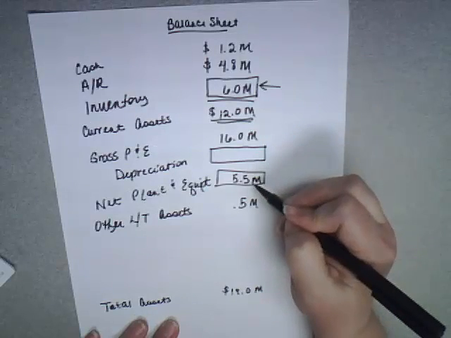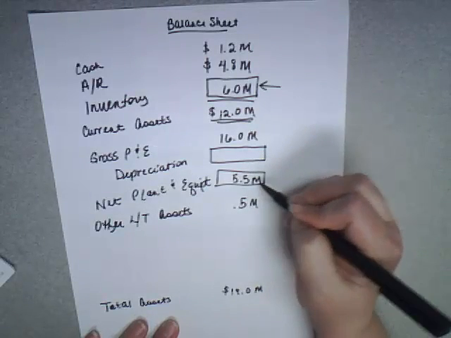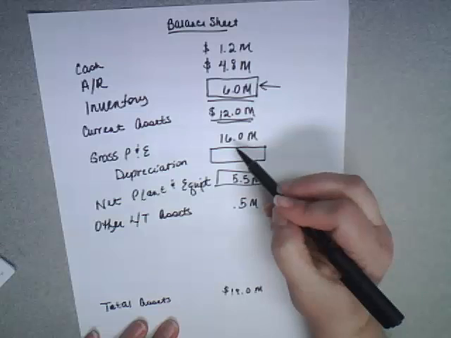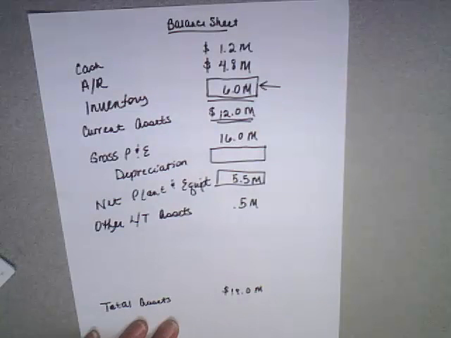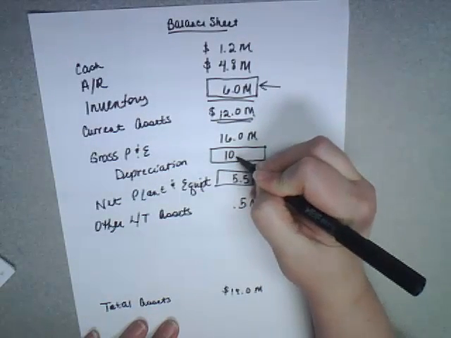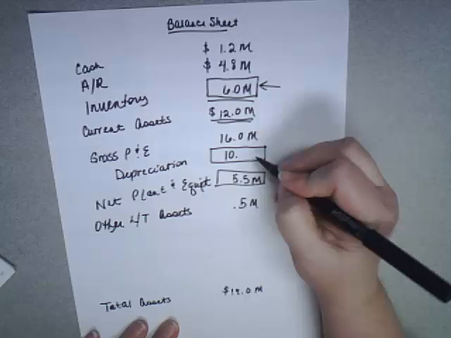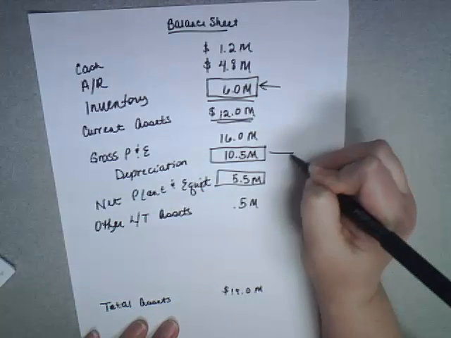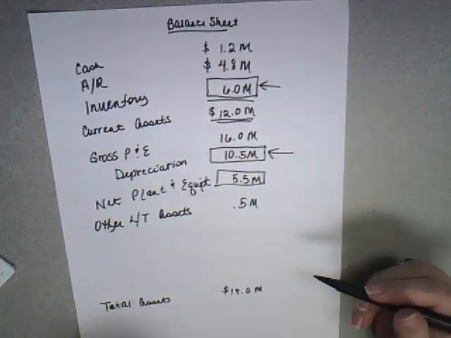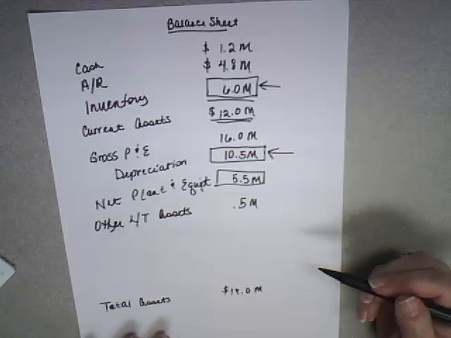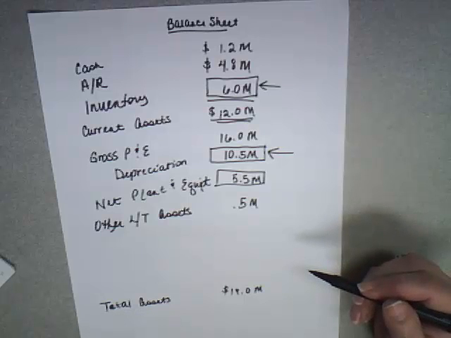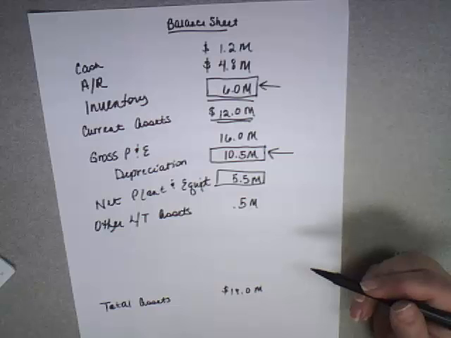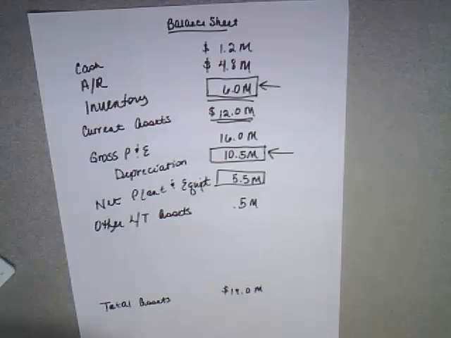And then, of course, once we know the net plant and equipment and we have the gross plant and equipment, we can subtract those two, which will give us our depreciation amount of 10.5 million. So this is kind of a puzzle, working through a puzzle. And this would have been covered in Accounting 211.